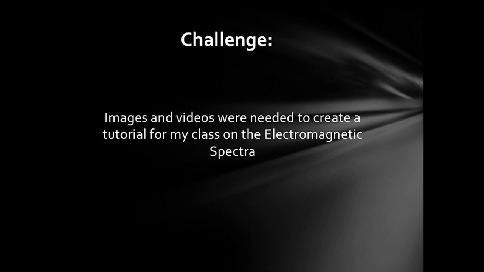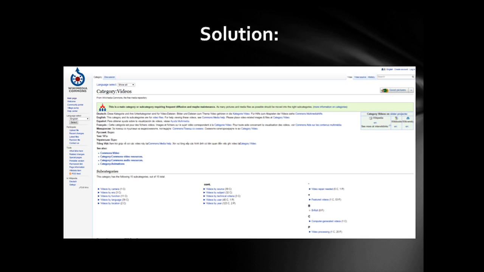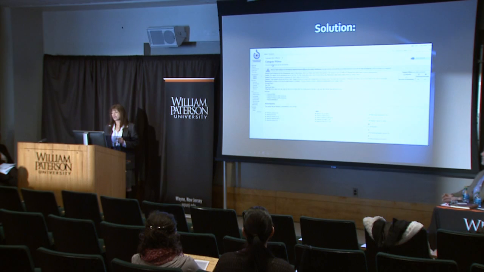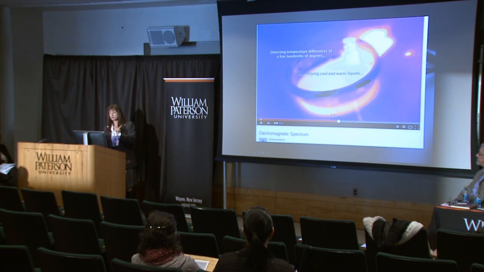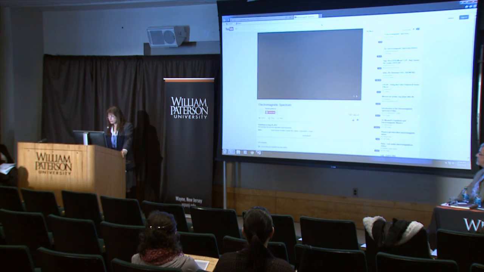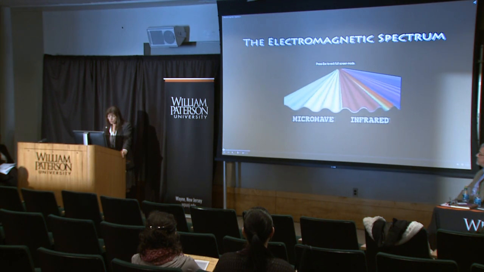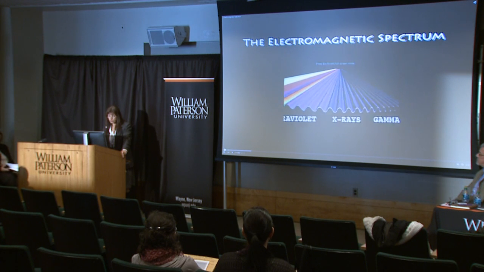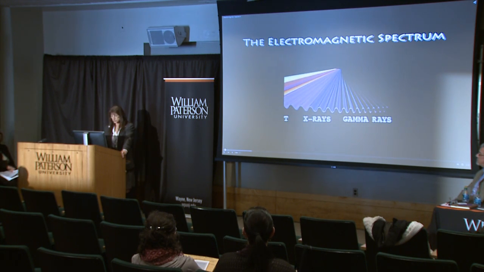The next challenge is, for my class, I wanted to create a reflective discussion on the electromagnetic spectrum. So I was looking for, again, images, but I also wanted videos. So I went back to Wikimedia, but this time I went for videos, and you can see they categorize them, and they have quite a few of them. And to give you an idea, I'm going to cut the sound on this, but I'm going to go through this and show you some of the media that is actually available for you.